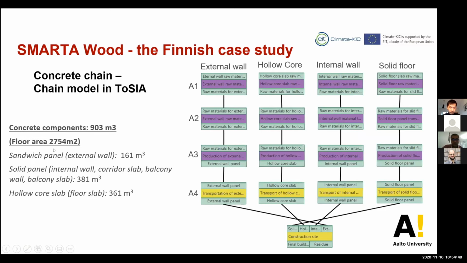And the gross floor area here was a little bit less than timber. It is 2,754 square meters, and the external wall is mainly sandwich panel, about 160 cubic meters. Then solid panel is internal wall, balcony wall and slab. It's about 380. And then hollow core slab for floor is 360 cubic meters.